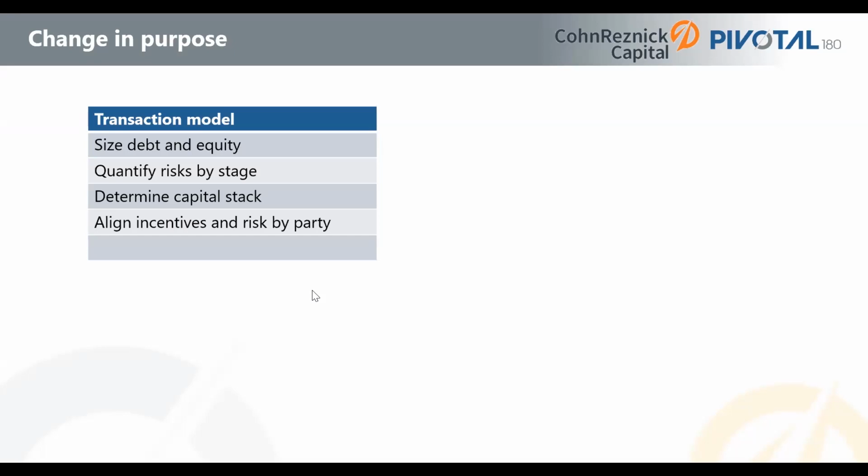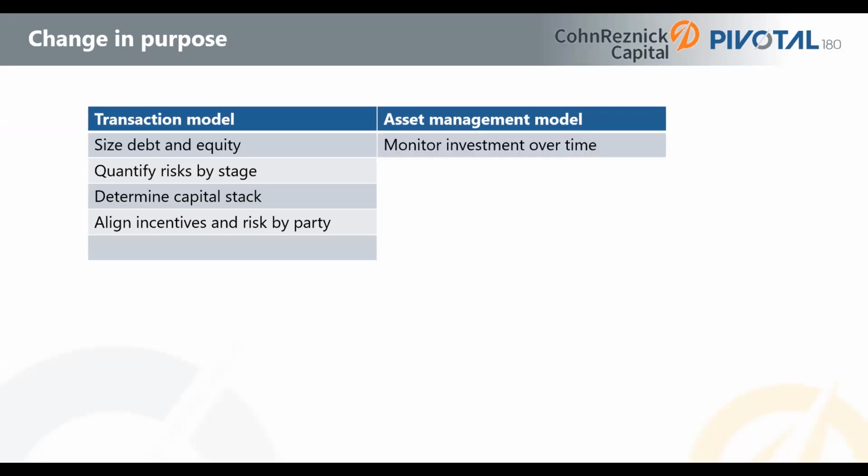But that changes. Once we go beyond the deal, we're now into what I'd say is the real part of the project. We've finished the deal, now we've actually got to make it work. So what does the asset management model do? It does something a little bit different. It's not structuring and sizing the investment, it's doing something else. What it's doing is tracking project performance.